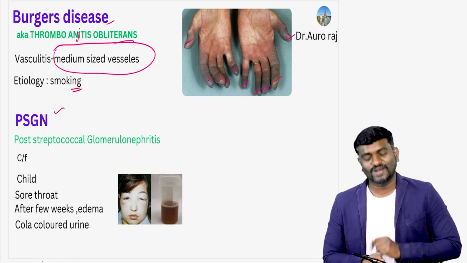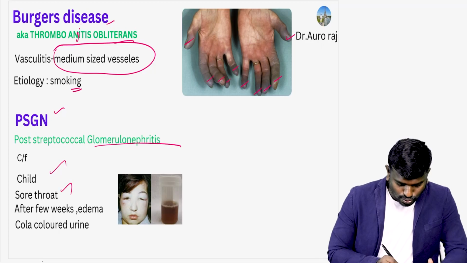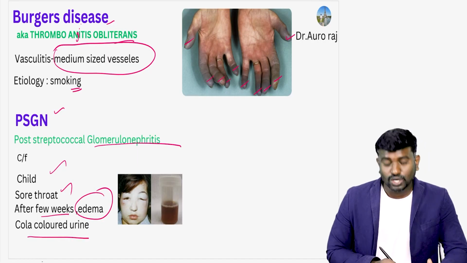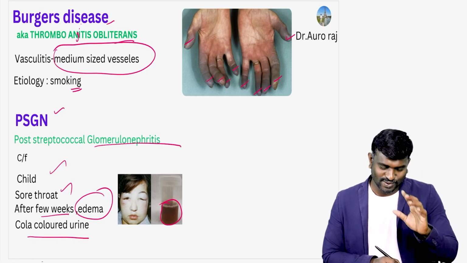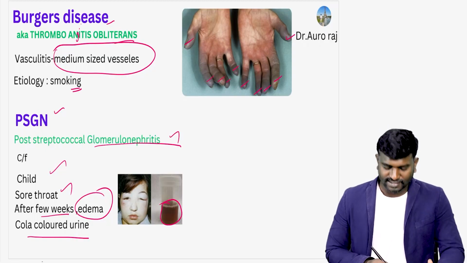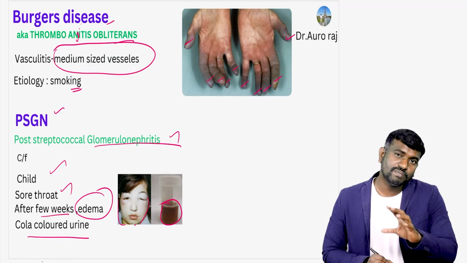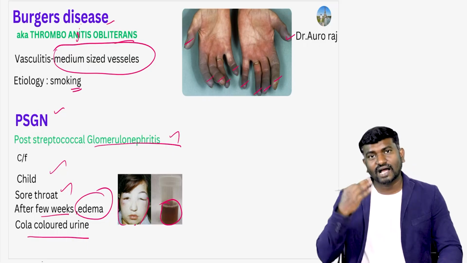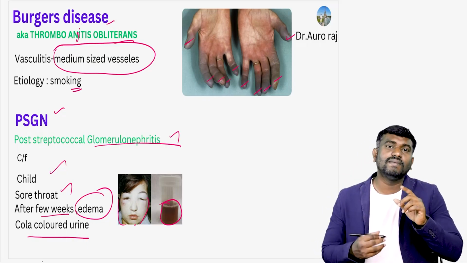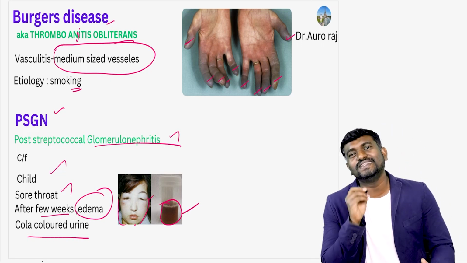PSGN, post-streptococcal glomerulonephritis. Clinical features: a child with sore throat. After a few weeks, the patient may have edema. He or she is going to have what? Cola colored urine. Cola colored urine is seen in post-streptococcal glomerulonephritis, and the patient also has edema. It is basically a child presenting with sore throat infections, and after a few weeks you will see edema in the body along the face, and he or she is going to have cola colored urine.